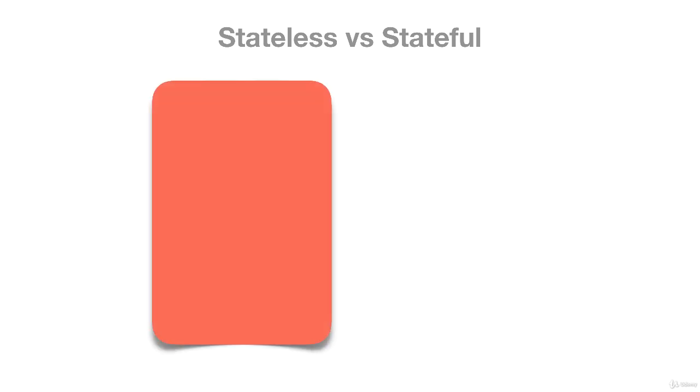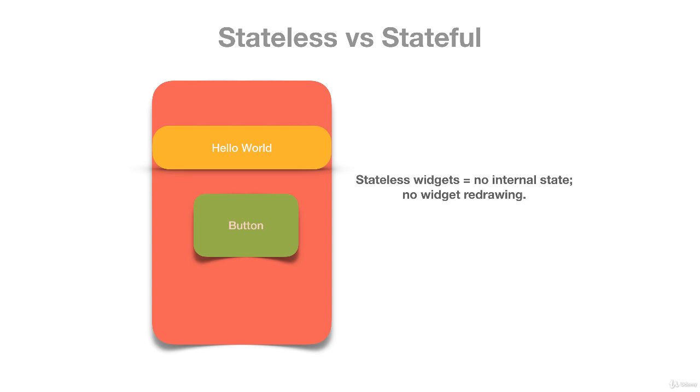So if we look at a Flutter application, we have different widgets. For instance, we have a button widget and we could have a text widget. These are some of the stateless widgets. The reason why they are stateless is because they don't have any internal state. What that means is that when we create a button on the screen or a text widget on the screen, they really don't have a state, which means they don't need to be redrawn on the screen when we are just putting them on the screen.